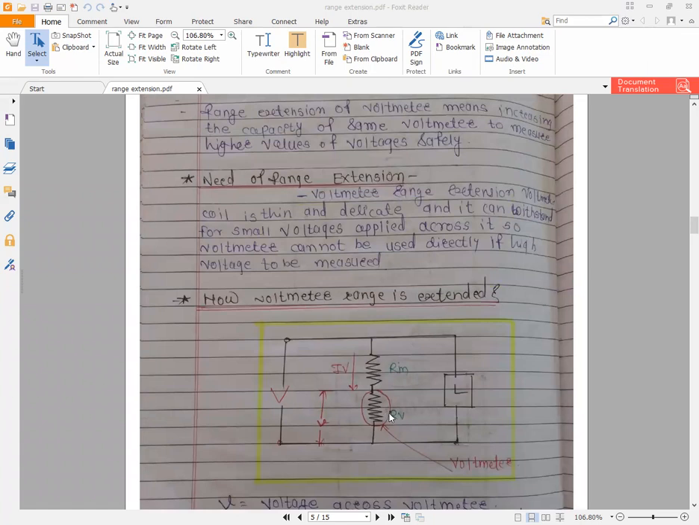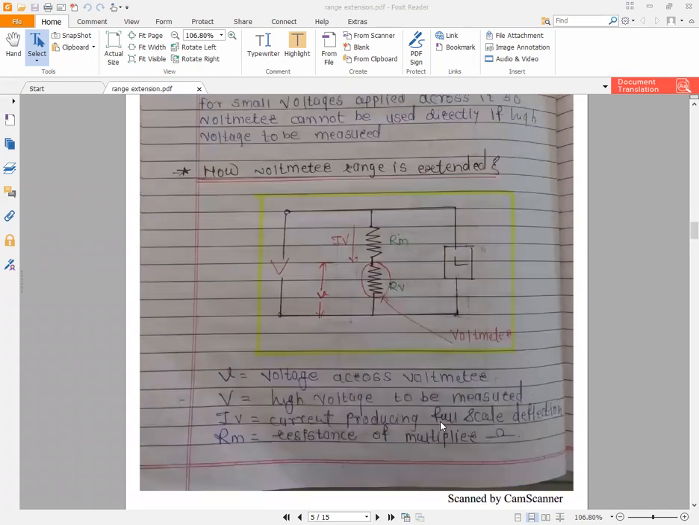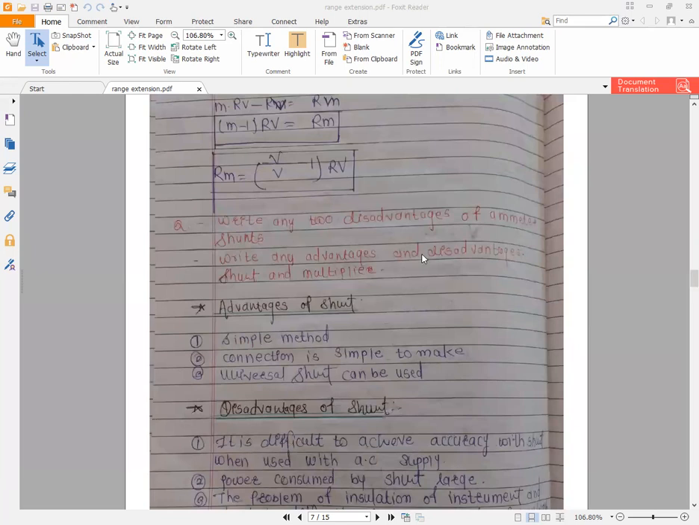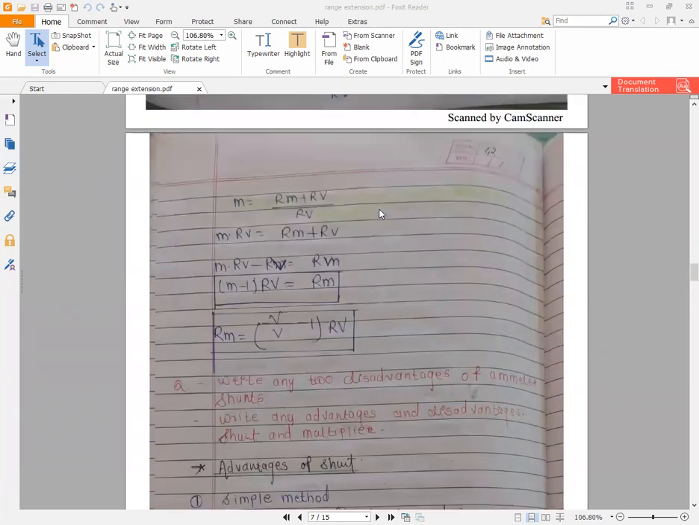Therefore, the coil will be able to measure the high values of voltage. So this is the range extension of the voltmeter.